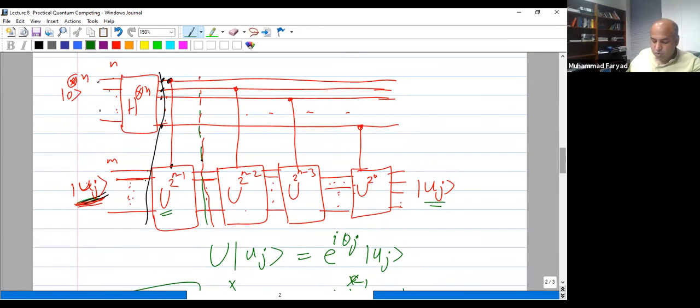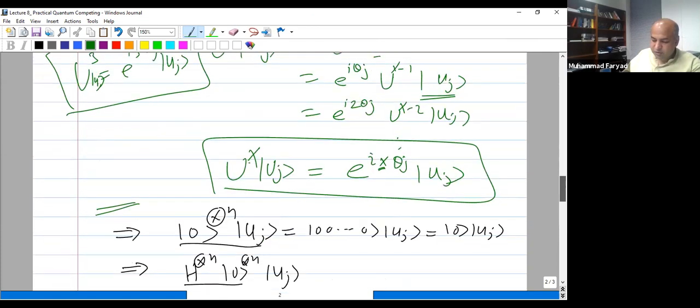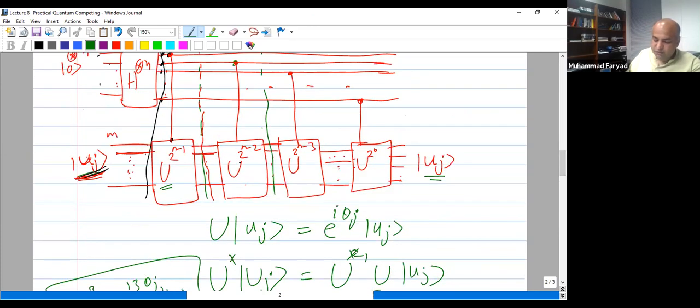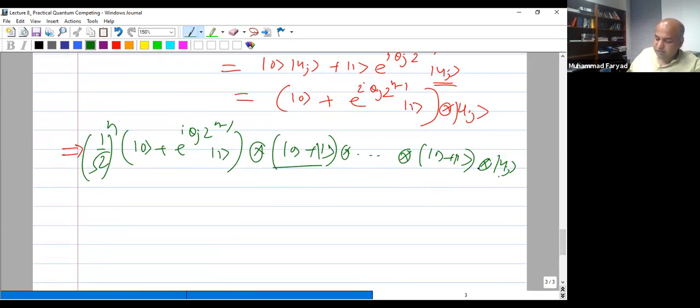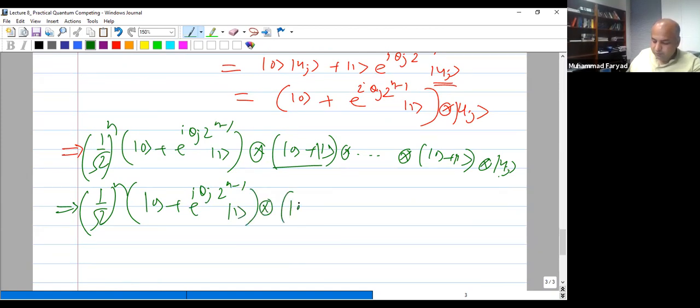Now, when we go from here to here, this is a controlled operation with respect to this thing. So the second qubit will now be affected. But now this is controlling an operation with u raised to power only 2^(n-2). So when this qubit controls an operation on this one, this will gather a phase and our output would be 0+exponential iota theta j 2^(n-1), 1, 0+exponential iota theta j 2^(n-2), 1. And all the other qubits are still in 0+1 state.